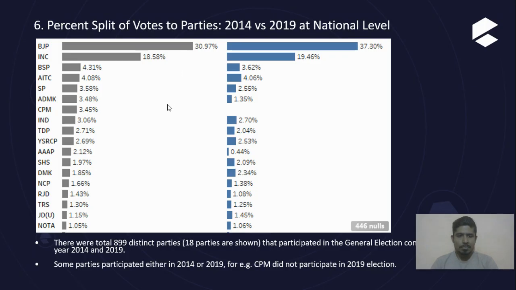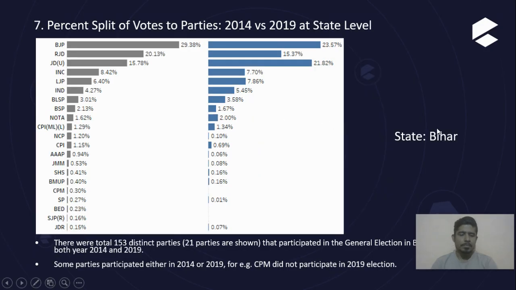Similarly, we can see all the parties that participated in the election years 2014 and 2019. So there were a total of 899 distinct parties, out of which only 18 are shown here, that participated in the general election considering both election years 2014 and 2019. And we are seeing some null values here because some parties participated in only one of 2014 or 2019. For example, CPM did not participate in the 2019 election data. That is why we are seeing a void here.